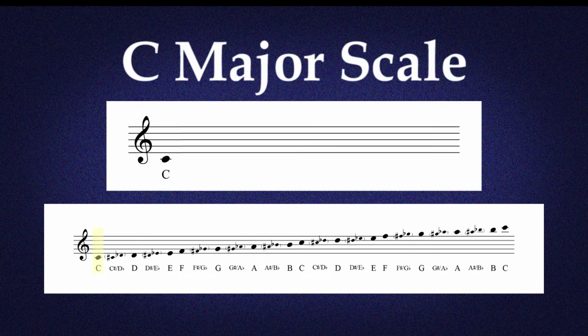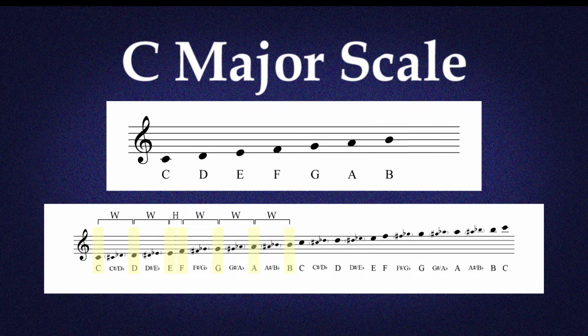From C, we would first go up a whole step and land on D, so D is the second note of our scale. From D, we need to go another whole step, which gets us to E. Next is a half step. This gets us to F. From there, we'll go another whole step and land on G. Another whole step gets us to A. Another whole step gets us to B. And the final half step gets us back to C, the tonic.